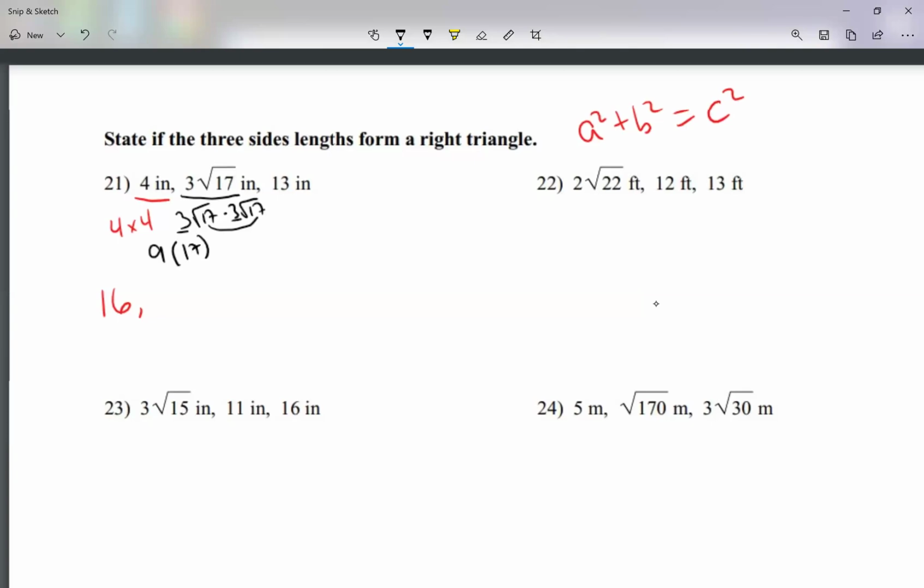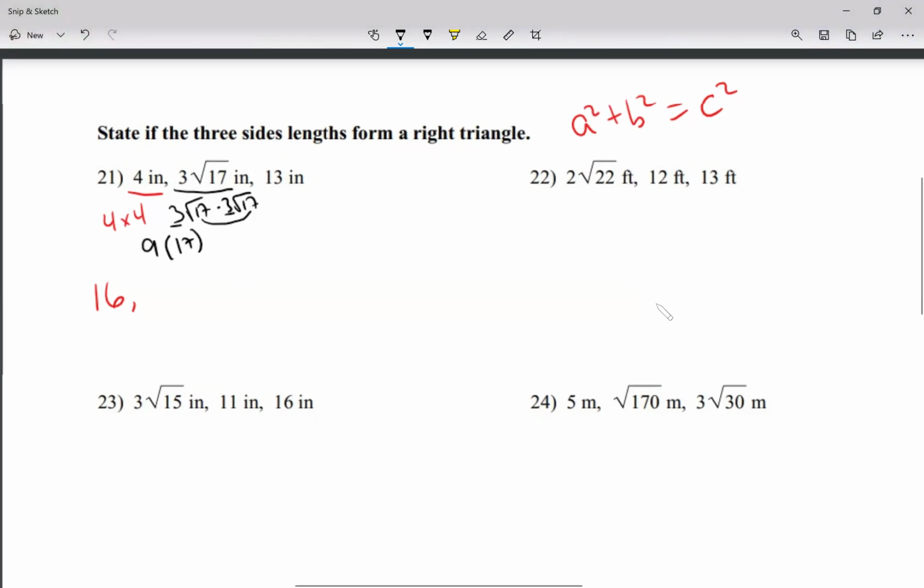Now if you don't believe me, do me this favor. Multiply 17 times 17 and then get the square root of that. Well, that would give you 17, right? That's exactly right. So I have a 9 and a 17. They're both whole numbers, so in this case, I have to combine them. So 9 times 17 is 153.